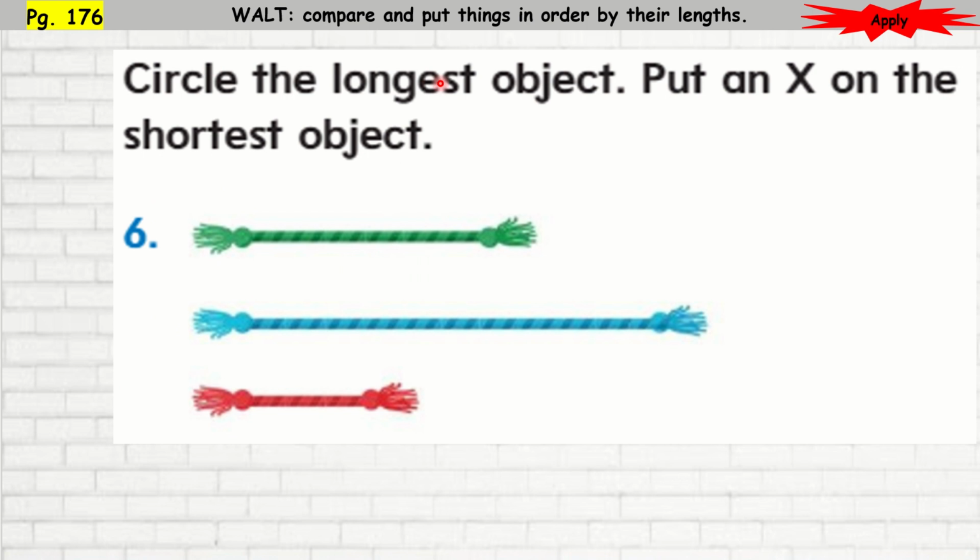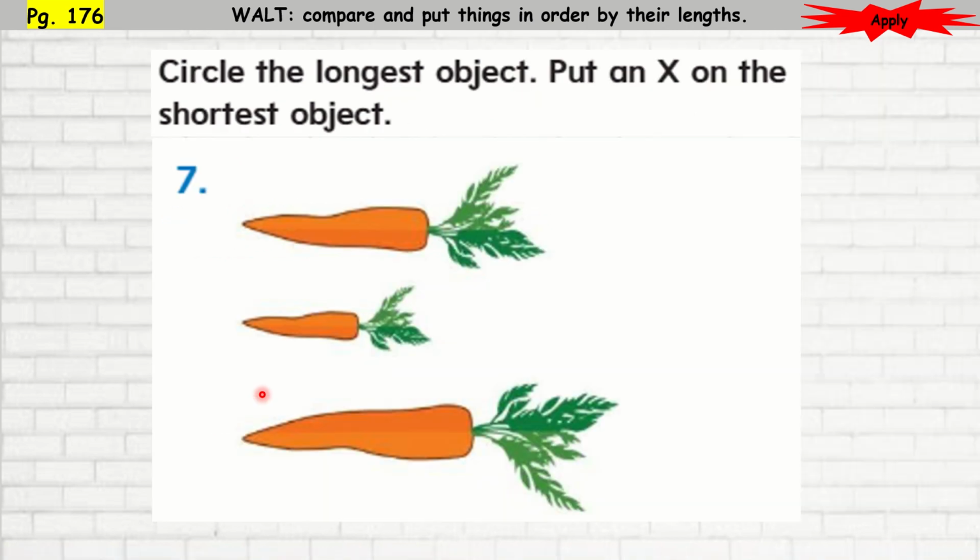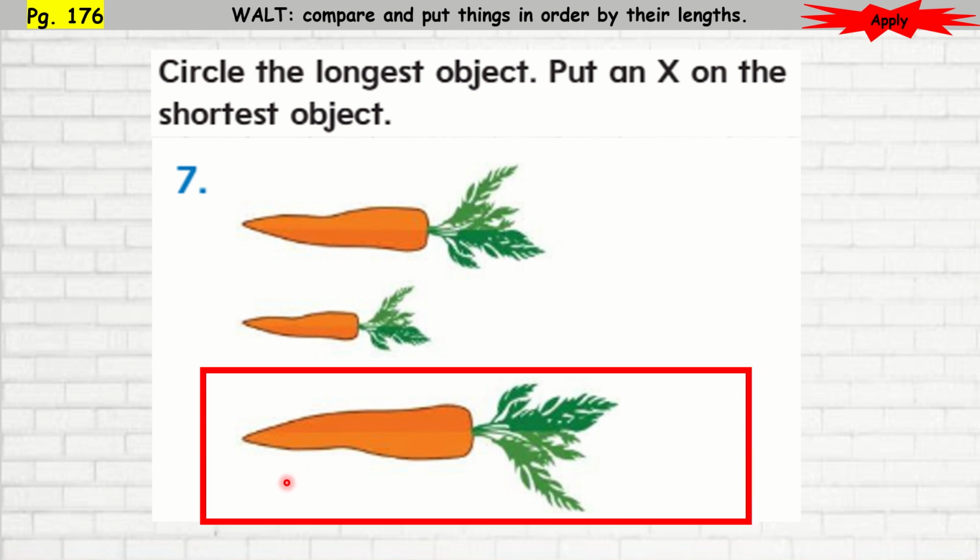Question 6. Circle the longest object. Put an X on the shortest object. The longest is the blue. The shortest is the red. Question 7. Circle the longest object. Put an X on the shortest object. So when you're comparing these, which one is the longest? The longest is the last one. Which one is the shortest? I will put an X on the shortest.